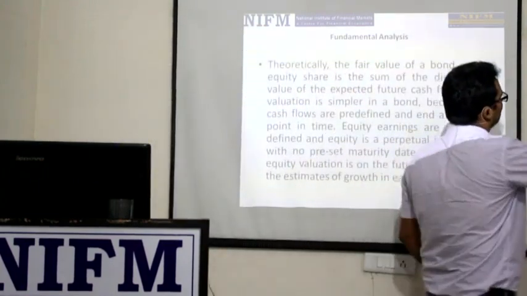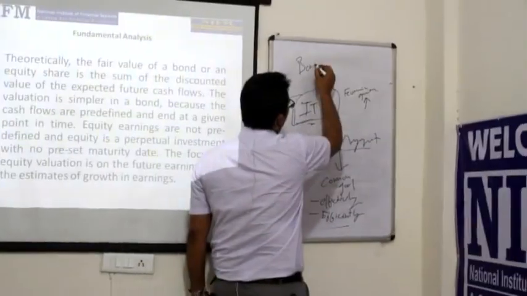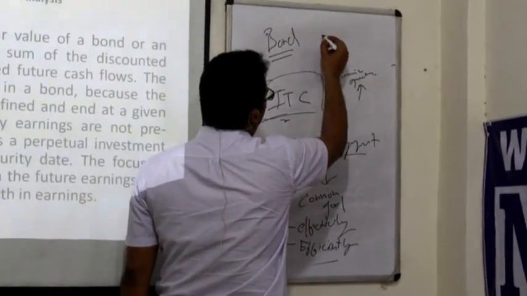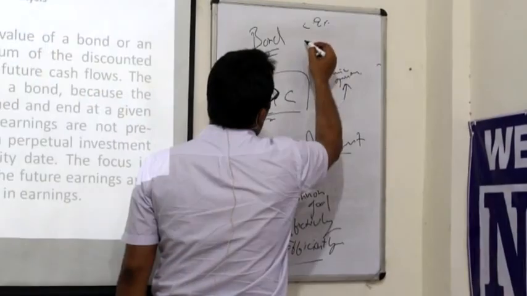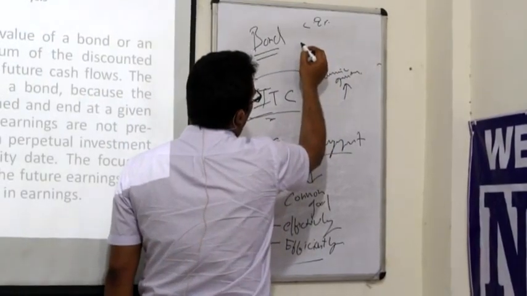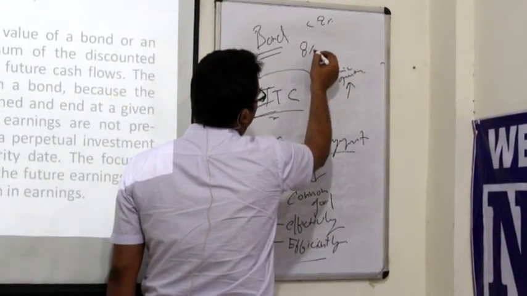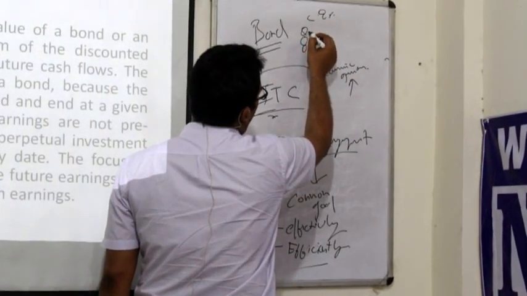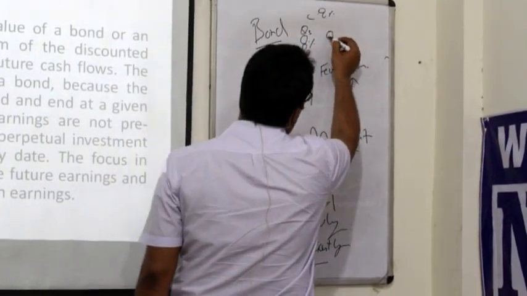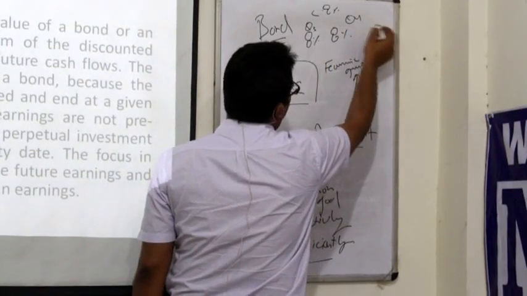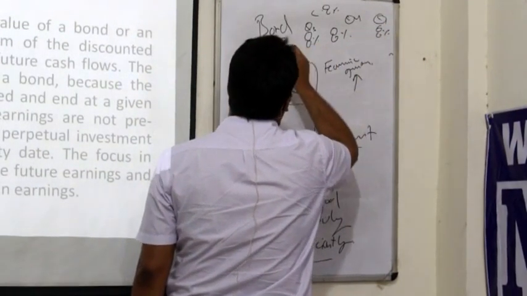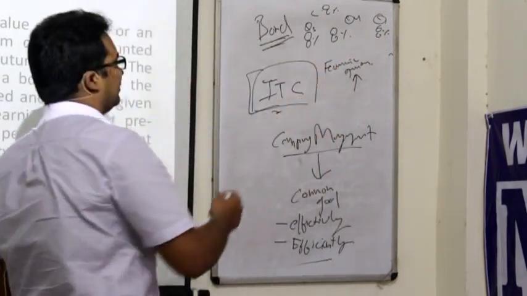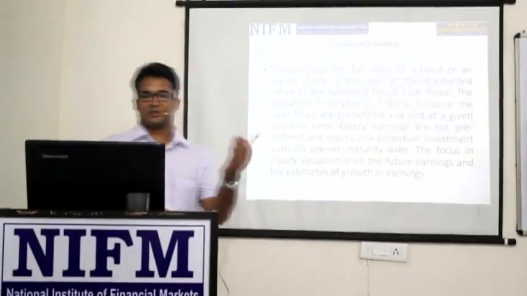So when we are talking about the bond valuation, we already know about the future cash flows. So we are expecting a coupon rate of 8%. That means every quarter or every annum we will be getting 8%. So say in quarter 3 you get 8%, then you get 8% in quarter 4 and then quarter 1 and so on. So you already know the future cash flows. So it becomes very easy when we do bond valuation because we already know the future cash flows.